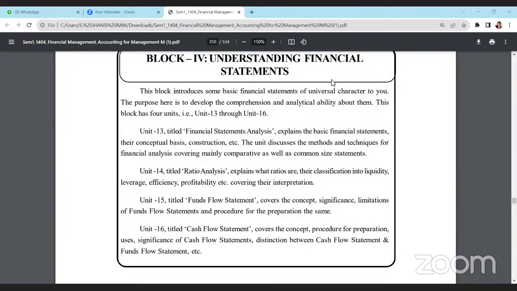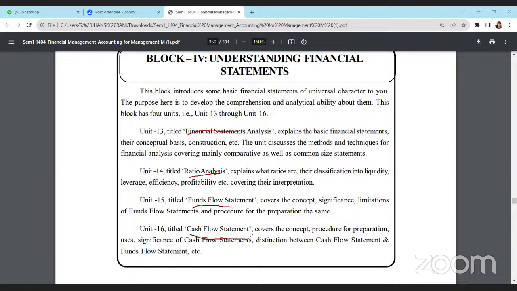So in this block, we will try to understand financial statement analysis, ratio analysis, funds flow statement, and cash flow statements. These will help the organization to know whether the company has enough funds or not, what is directly available in cash, and what funds are easily available to us.